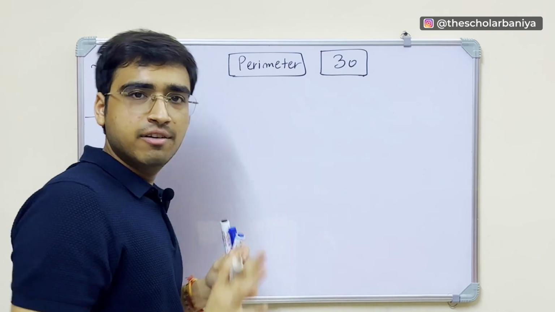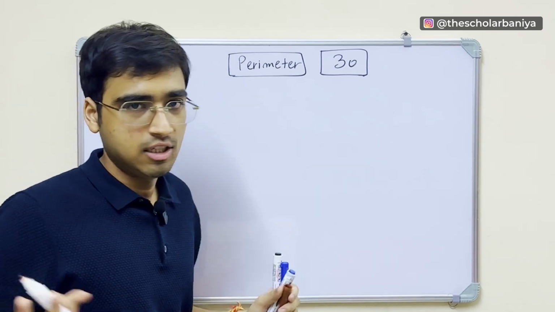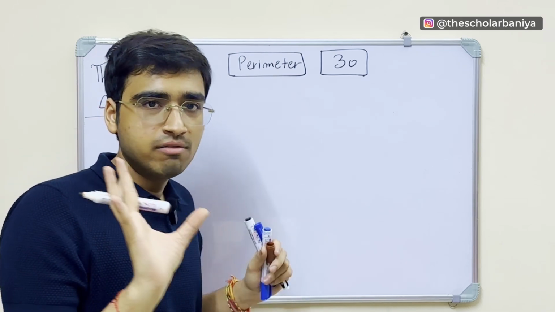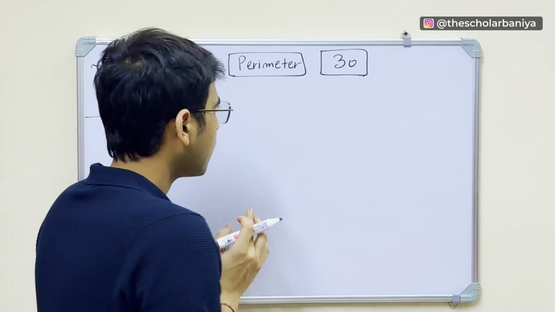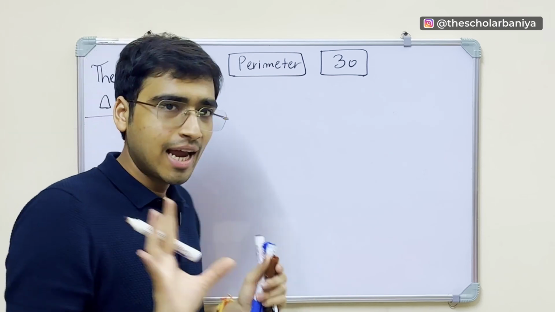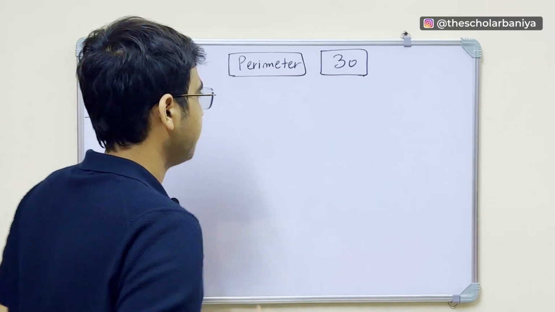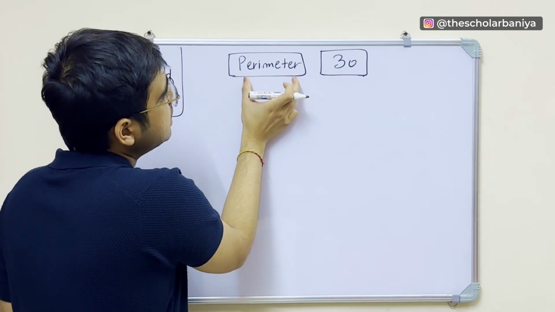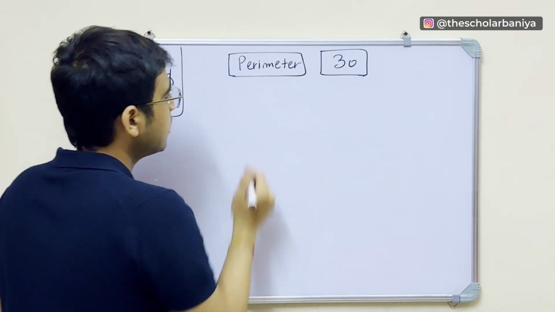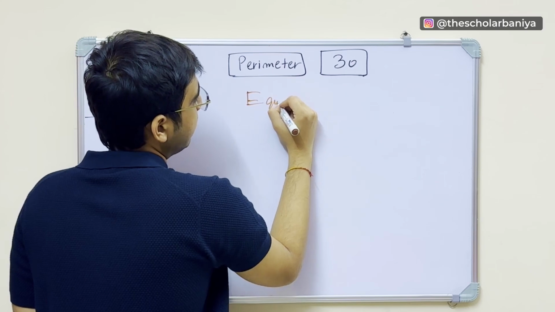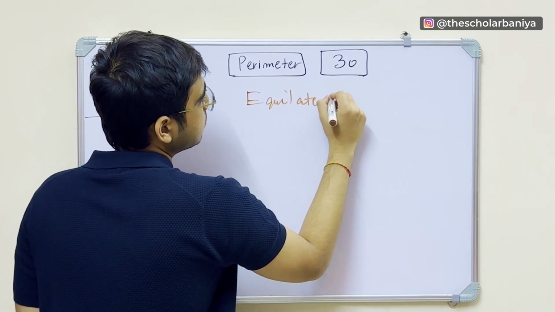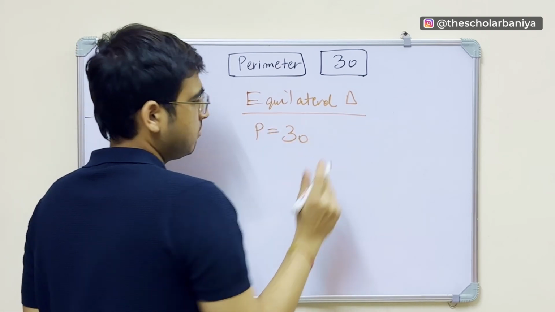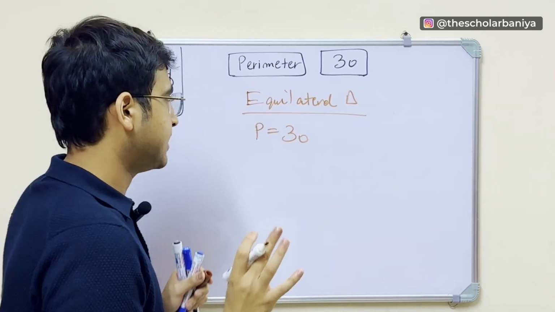What is an equilateral triangle? An equilateral triangle is obviously a triangle with all sides equal. So whenever we want to maximize the area, we will always consider an equilateral triangle, right? So let's assume in this question that we have an equilateral triangle. For example, we consider its perimeter to be 30, right? So we have an equilateral triangle and the perimeter is 30. Let's assume things right now for 1 second.